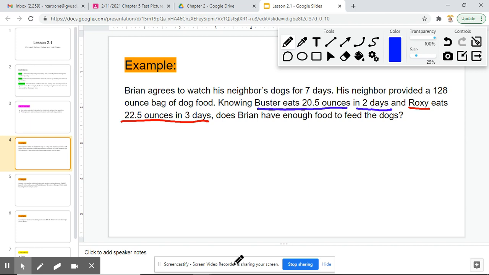So let's start off with Buster here. Buster eats 20.5 ounces over 2 days, so we're going to do 20.5 divided by 2. Now that is going to be 10.25. And this is Buster's food intake per day.